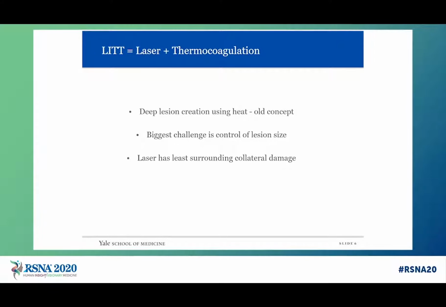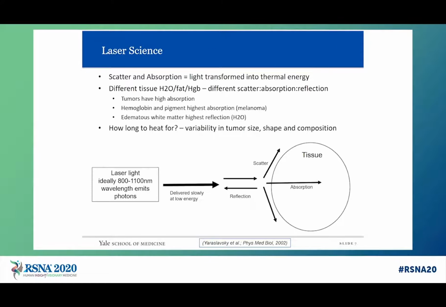And so the principle behind the laser is that laser light at a wavelength of somewhere between 800 and 1100 nanometers is emitted from a source, and as it hits the tissues, it is either reflected, scattered, or absorbed. Absorbed light then turns into heat, and how much light is absorbed varies by tissue type.